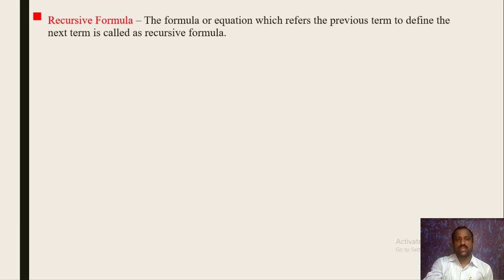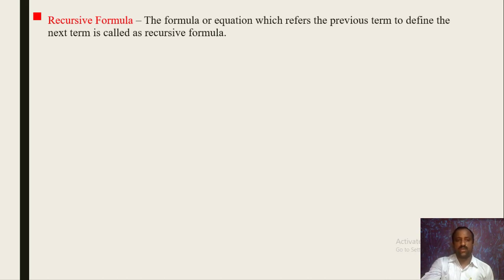Now, second definition, that is of recursive formula. The formula or equation which refers to the previous term to define the next term is called a recursive formula. That is, in this recursive formula, we cannot get the nth term directly. If we want the nth term of this particular sequence, then we must know the previous term, that is the n minus 1th term. If the n minus 1th term is known to you, then and only then you can find out the nth term of the sequence.